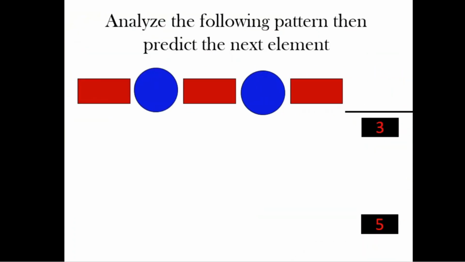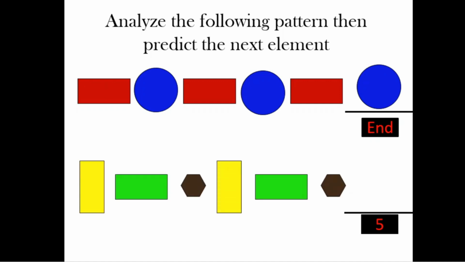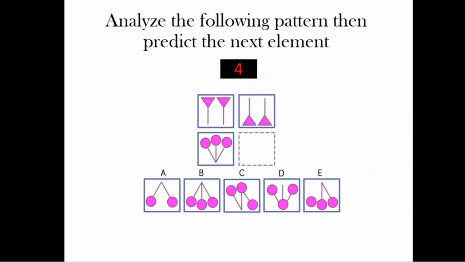For 5 seconds, what is the next element? This is a bit easy for you, I believe. The answer is a blue circle. Another one, still for 5 seconds. Yes, the answer is a yellow rectangle. Let's move on with another one. Still for 5 seconds.